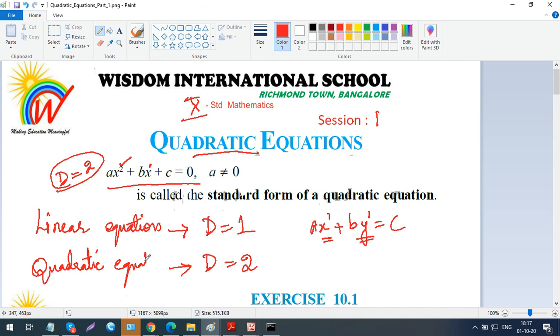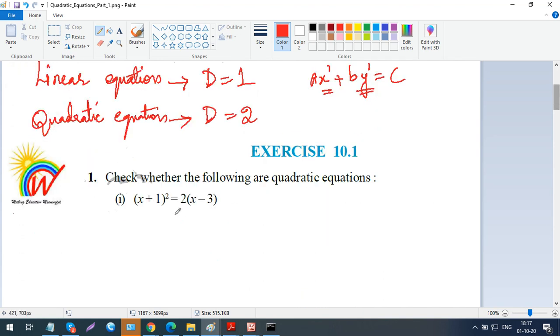Now let us directly go to the exercise 10.1. So they are asking you, check whether the following are quadratic equations. So you just have to see if the power of x is 2. If the degree is 2, if you have an x with a power of 2 in it, then it's called a quadratic equation. So remember, it should not have x to the power of 3 or 4. The highest number should be 2. That's it. You can have a 1 or you don't have 1 also is fine.